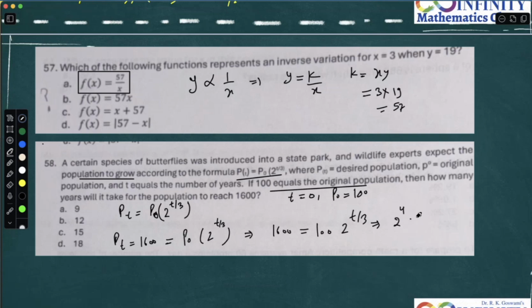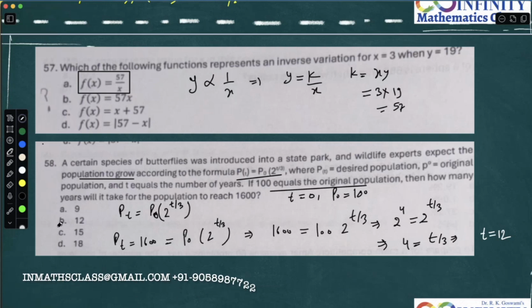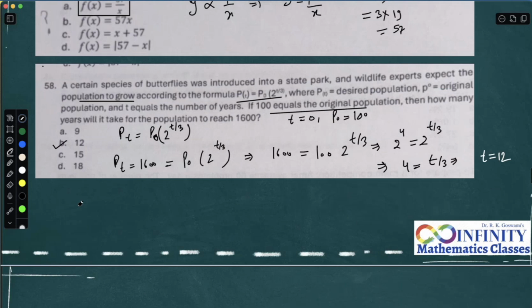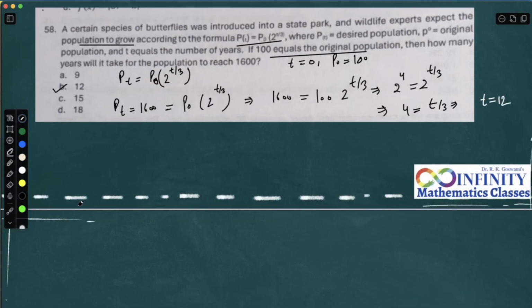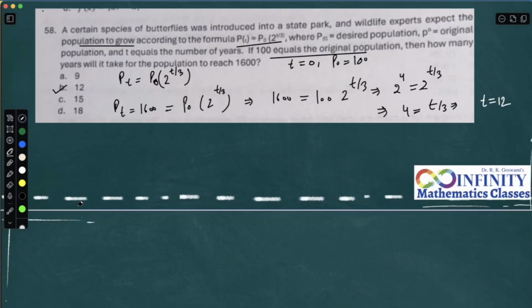16 is 2 to the power 4. When the base is the same there, you should compare the exponents. So I'm expecting that t is going to be how much? 12. That is all. So I'm expecting that 12 should be the right answer. I just stared at the question, like, what am I supposed to do?